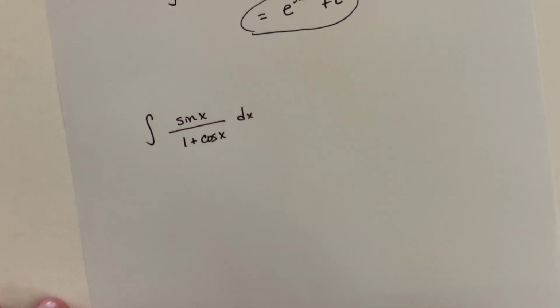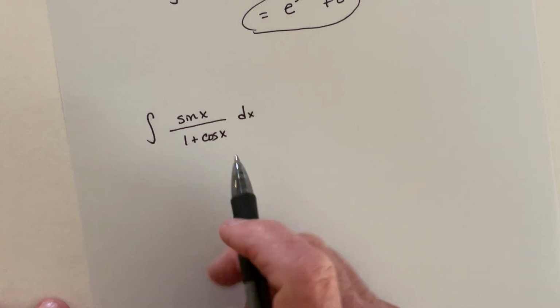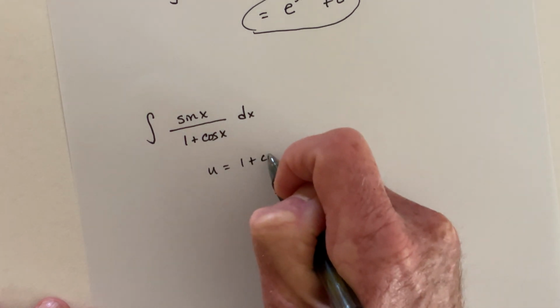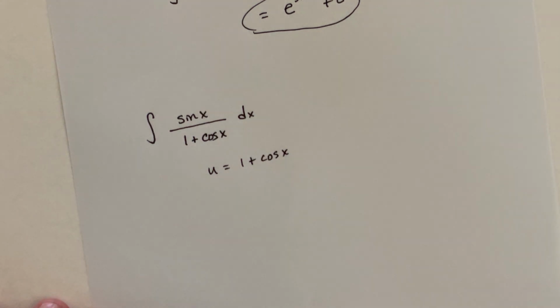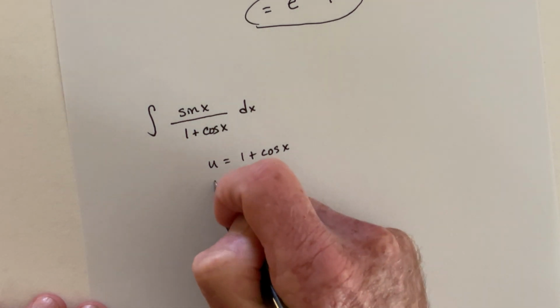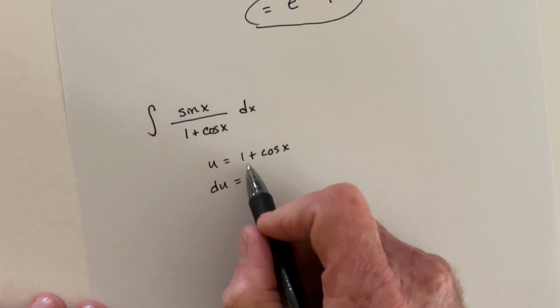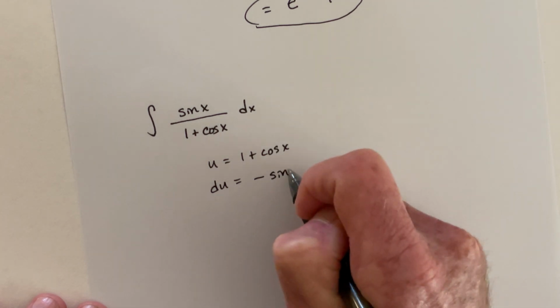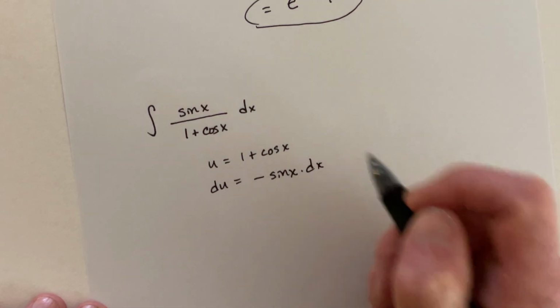So I'm going to try something similar right here. Let u equal the bottom part. So u equals 1 plus cosine x. And now take the derivative. So the derivative of 1 is 0. The derivative of cosine is negative sine x dx.